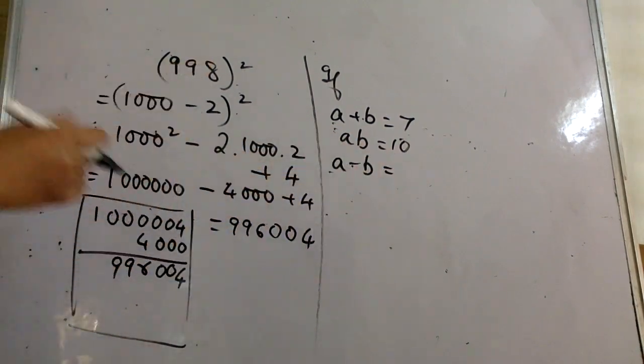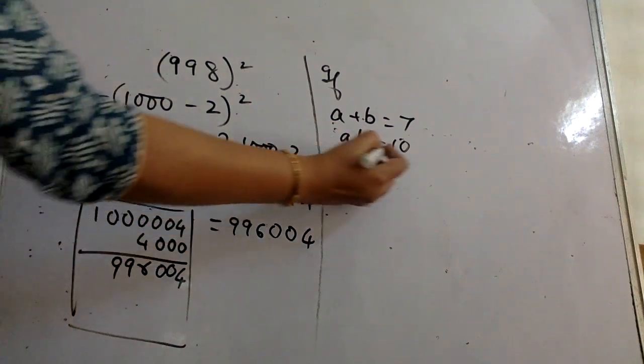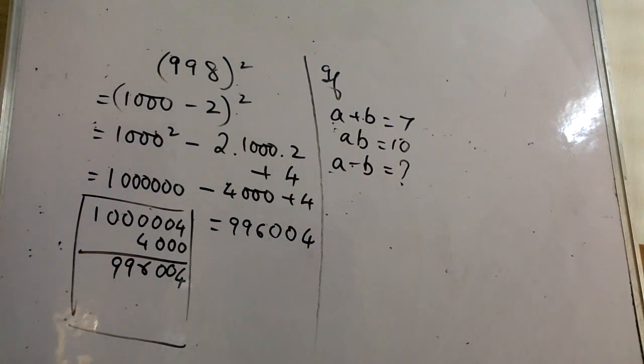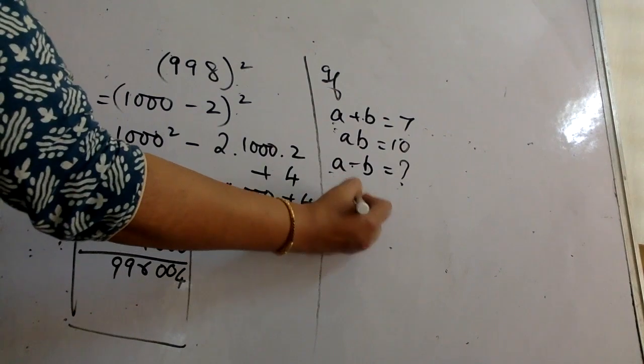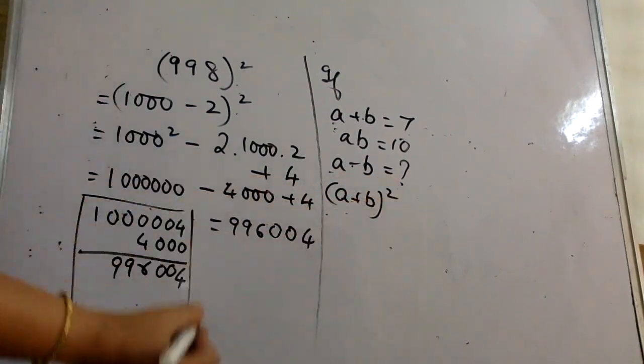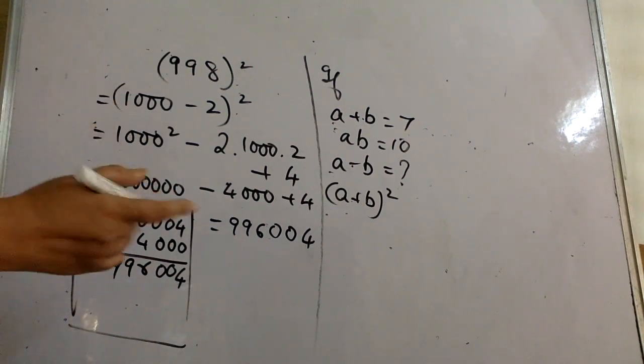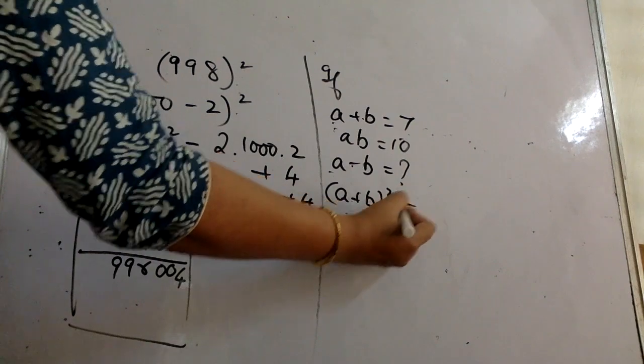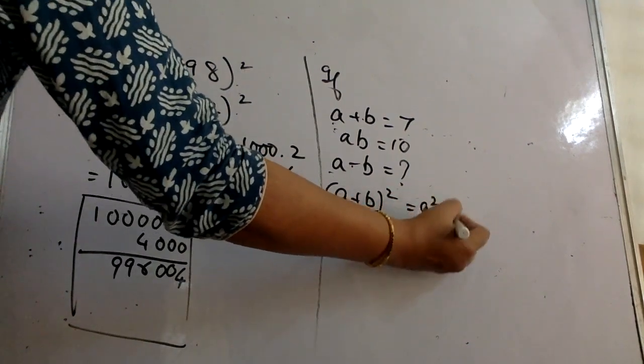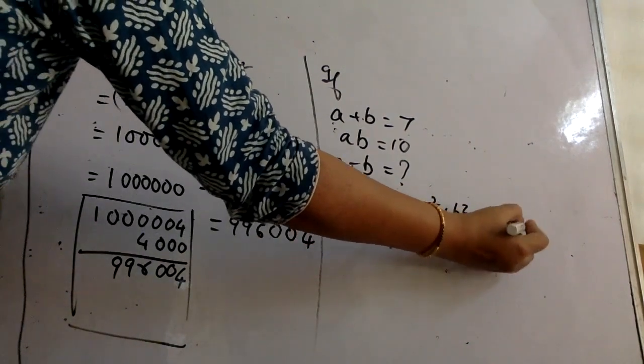This is simply a play of identities. Okay, a minus b is how much? Then what do we do? A plus b. Now in this particular sum, the writing pattern is very important. You must write the identity completely. The writing pattern is important. A plus b whole square is equal to a square plus b square plus 2ab.